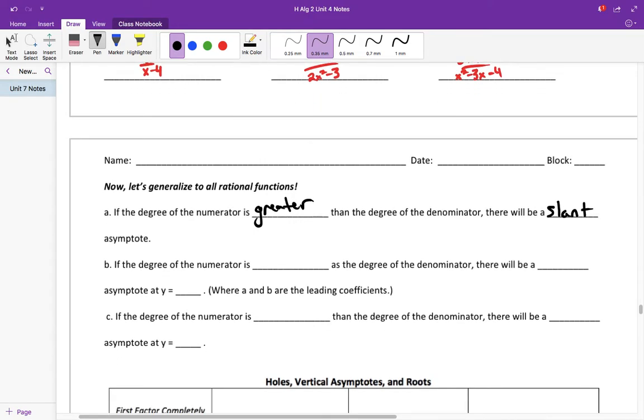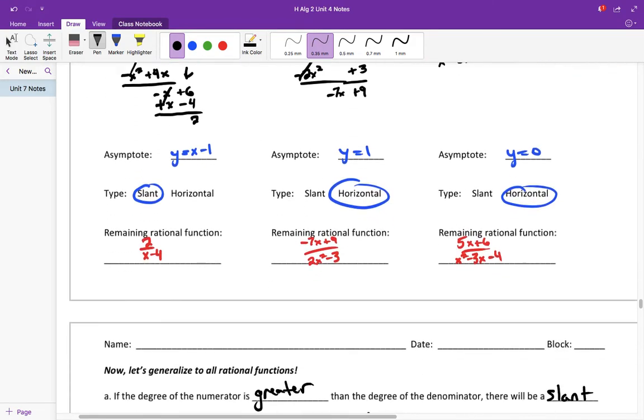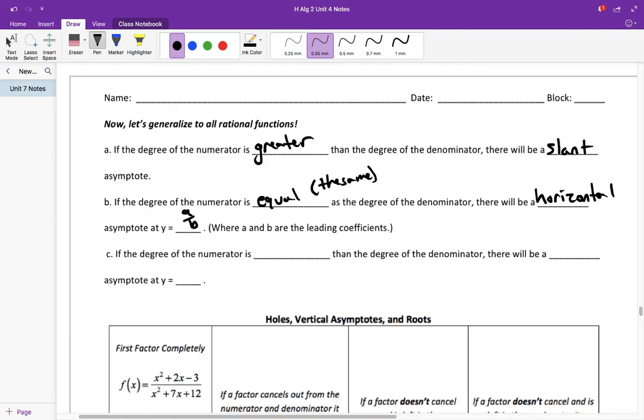The next one is the one I was thinking of. If the degree of the numerator is the same as the degree of the denominator, then there will be a horizontal asymptote, and that's going to be through y equals a over b, where a and b are your leading coefficients. So if you look at number 5, our leading coefficients were 2 and 2, which means our asymptote is going to be through y equals 1. And 2 over 2 is 1. That's where I'm getting that from.